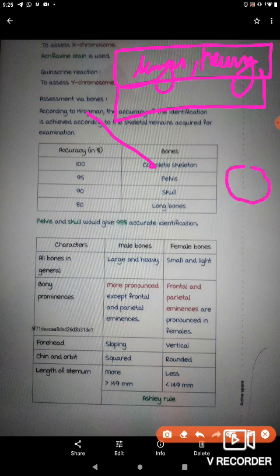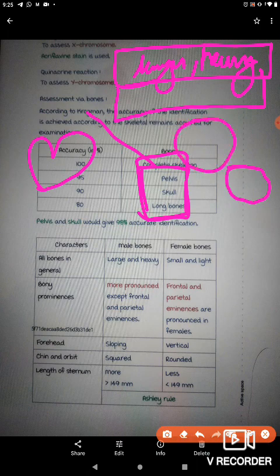And chin and orbit are round in the female, while they are square shaped in the male. Then the length of the sternum, the Ashley's rule we have seen. Then we talk about the pelvis. Pelvic inlet. What about the pelvic inlet? The heart shape in the male and more circular in the female.